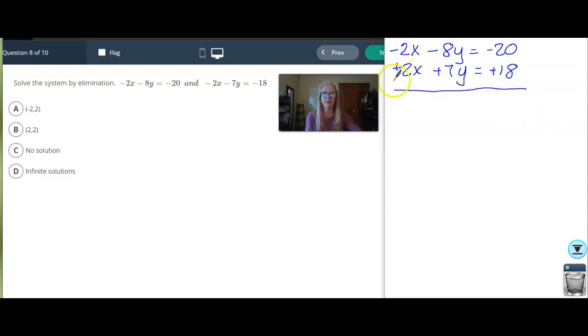Now, when we add these together, we get 0. Negative 8y and positive 7y gives us a negative 1y. And negative 20 and positive 18 gives us negative 2. Well, if negative y equals negative 2, positive y equals positive 2. Another way you could do this is you could multiply both sides by negative 1, and then that would give you the same result. Okay? Then you take y equals 2, you plug it into either one of the previous equations to solve for x.